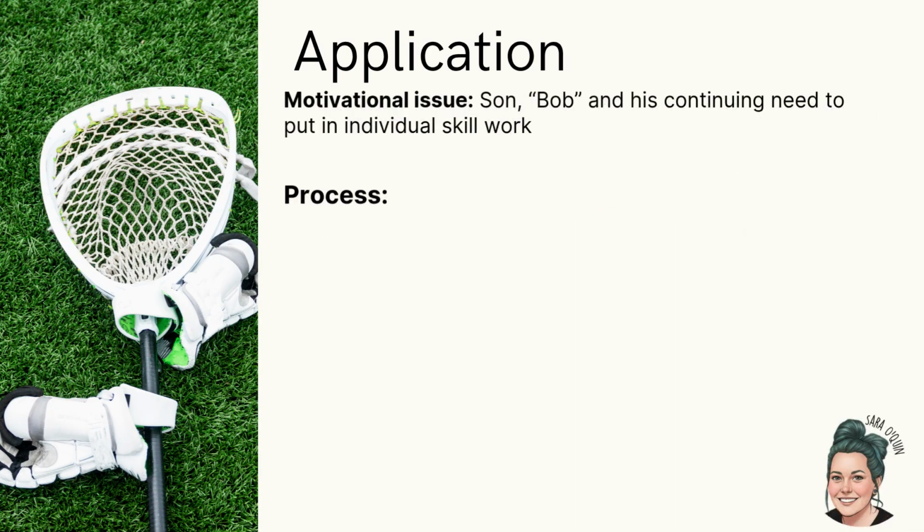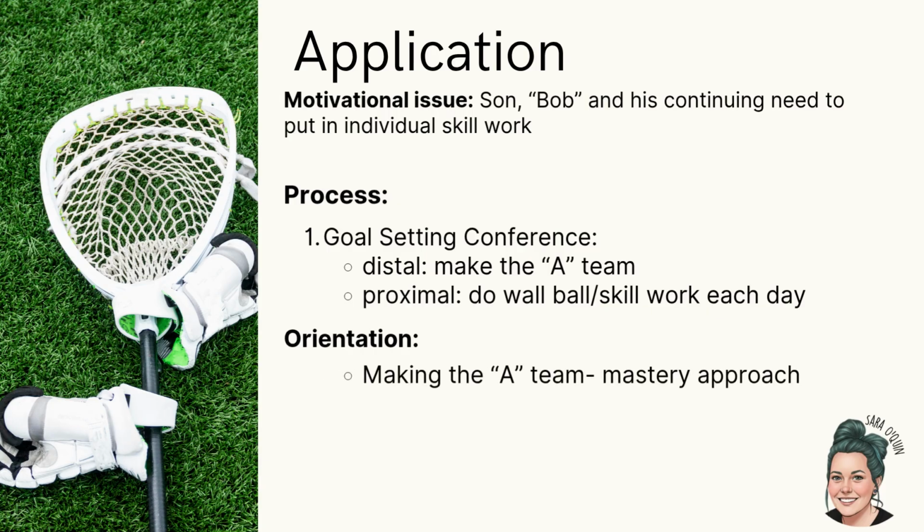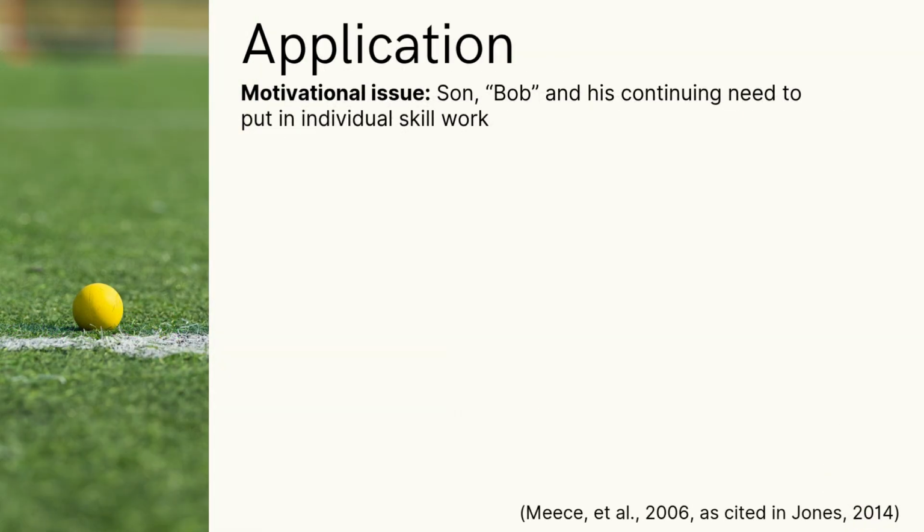First, I sat down with him and we conferenced to set goals. Bob shared that his distal goal is to make the A team, so we set proximal goals to help keep him on track. Understanding orientation here can help me improve his motivation. Bob's distal goal is mastery approach, as he wants to make the team for himself, not necessarily to prove anything to others. His proximal goals are also mastery approach, as he is seeking to obtain new skills for the sake of learning. I wanted to foster a mastery approach climate to keep him motivated in this positive way.